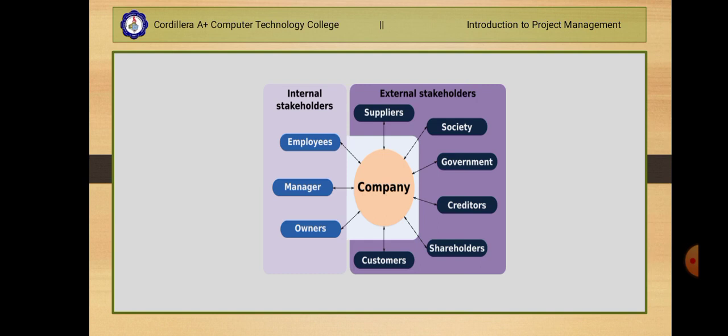So as you can see dyan sa figure natin, we have the internal stakeholders and you have the external stakeholders. For example, in a company, in the internal stakeholders, you have the employees, you have the managers, and you have the owners of the company. And for the external naman, you have yung mga suppliers, yung mga nagsusupply doon sa company ninyo, kung ano yung mga product na binibenta ninyo. You have society, sila yung mga bumibili ng product ninyo. And government, and creditors. And then you have the shareholders and yung mga customers. So those are examples of external stakeholders sa company. So, employees and managers and owners naman for the internal stakeholders.